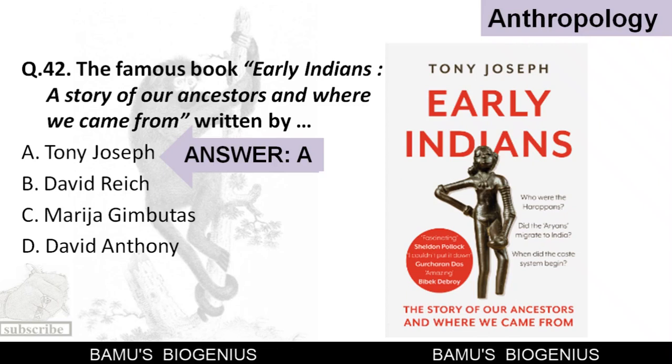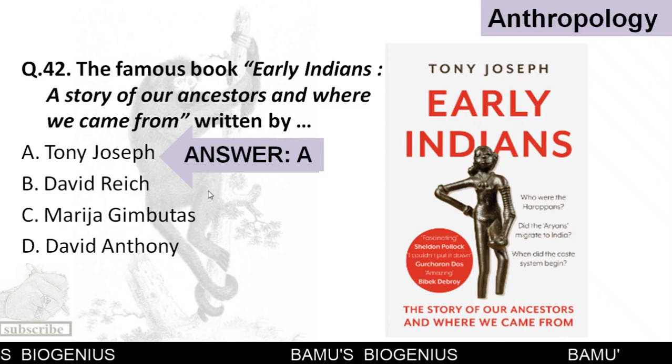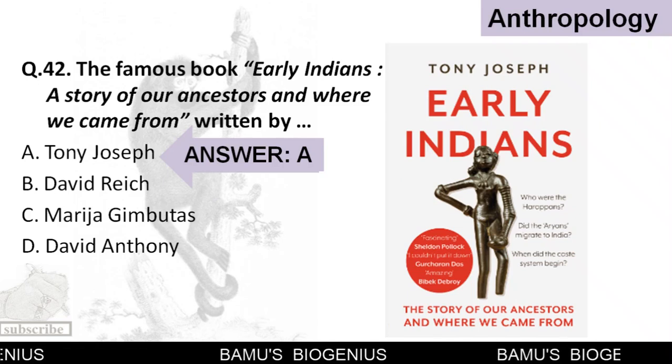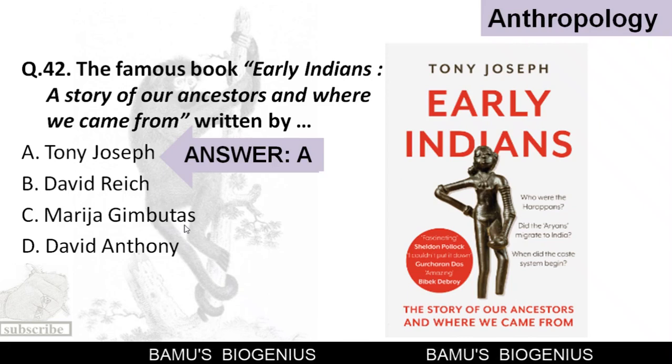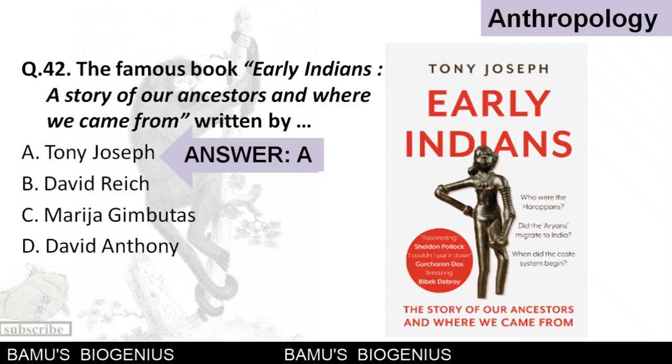And other options in this particular question: David Reich is a molecular biologist. He is famous for his book Who We Are and How We Came Here. Then Marija Gimbutas is also a famous anthropologist. Her work on Kurgan hypothesis is very famous. Then David Anthony is also an anthropologist. He is famous for his book The Horse, The Wheel and Language.